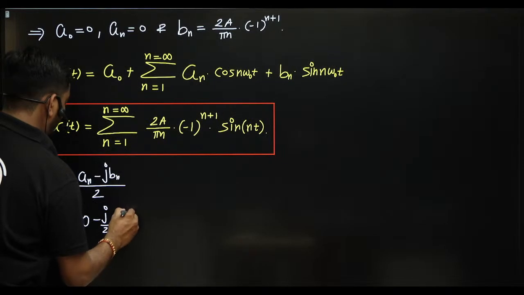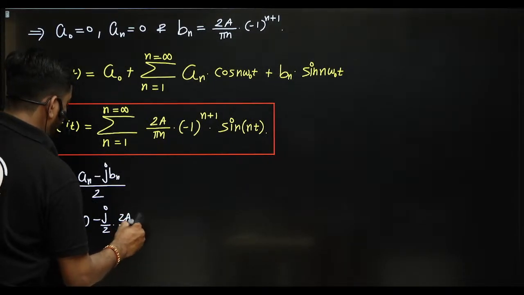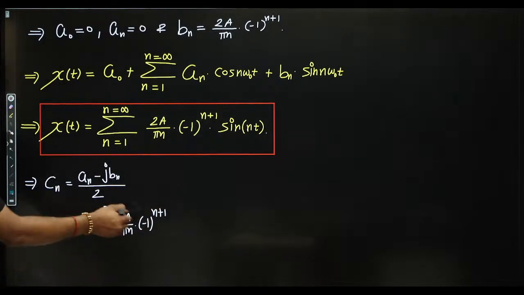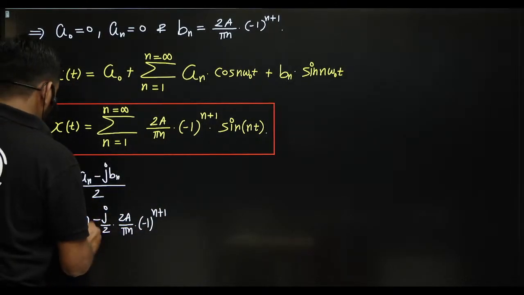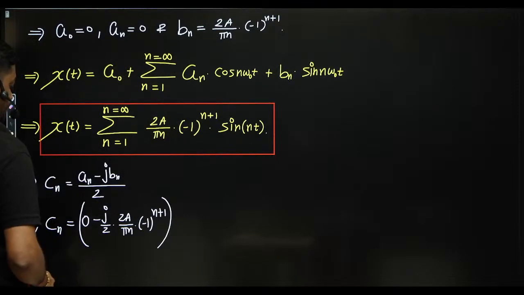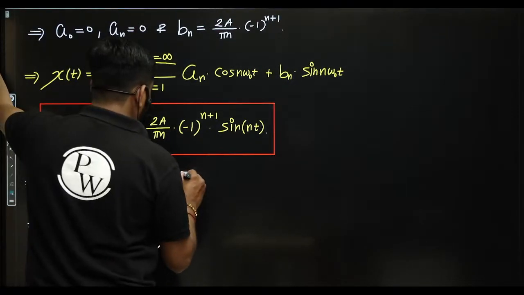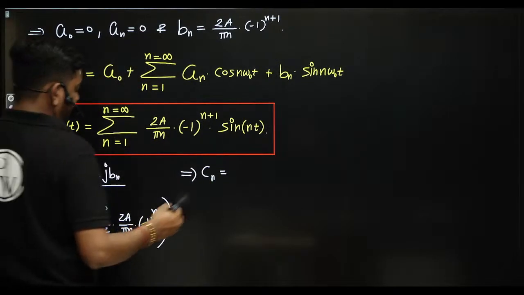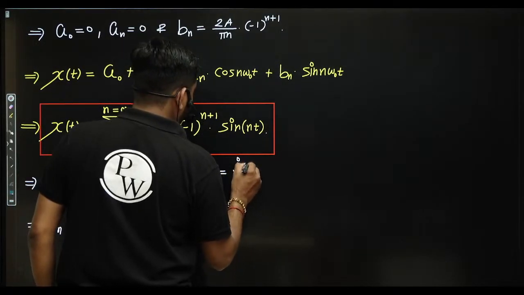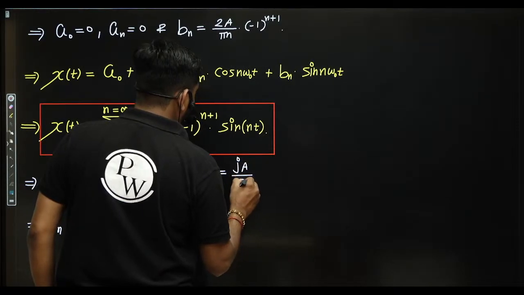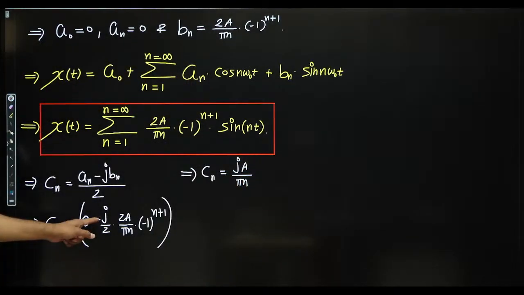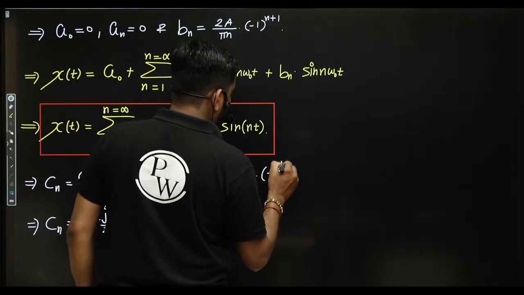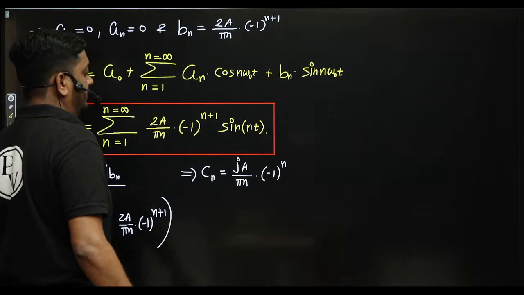Bn is 2a by pi n into minus 1 power n plus 1. So see, minus minus plus, guys. Fine. So the 2 will get cancelled out, so Cn value will be ja divided by pi n into minus 1 power n, guys. Minus 1 power n. Fine.